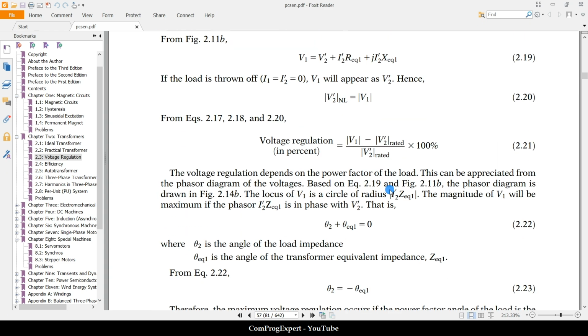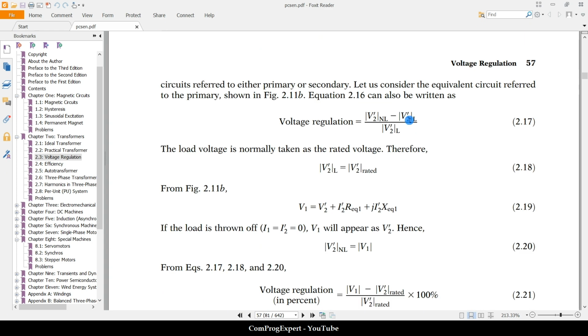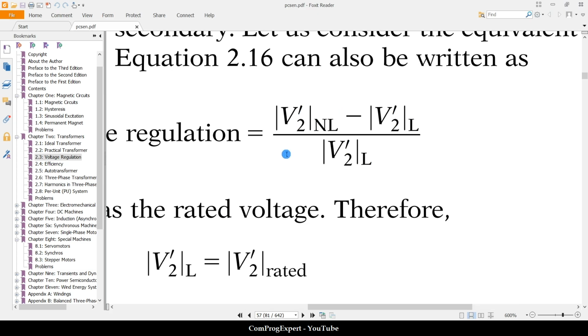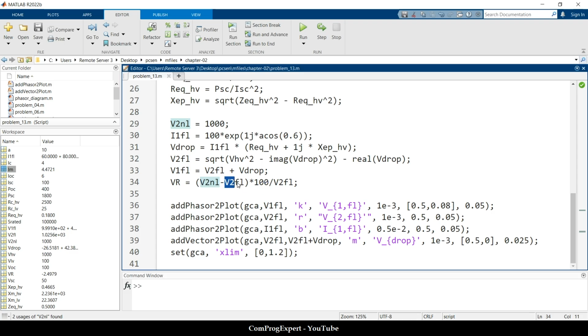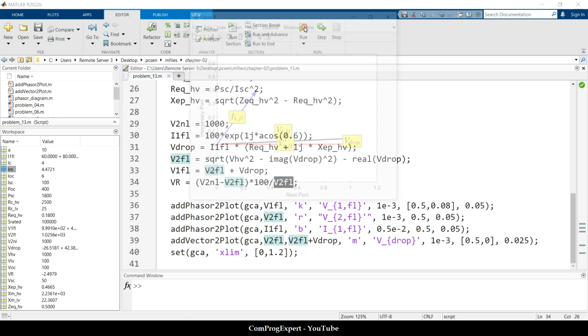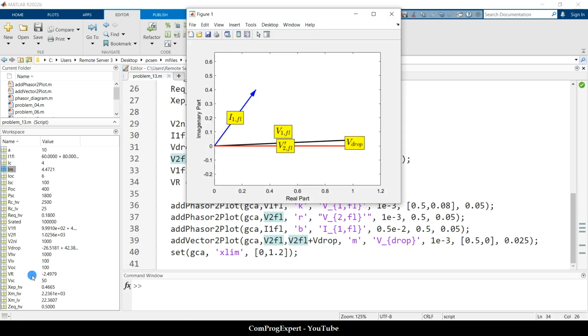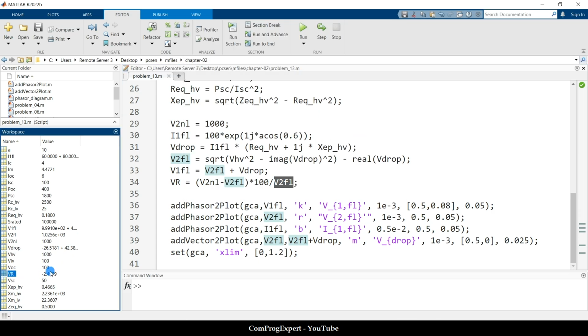Finally, this is the value of the voltage regulation, with V2 prime at no load in this equation, and V2 prime for the full load. This is the amplitude. Also, this is the V2 prime full load. If I run this code, the value of the voltage regulation is minus 2.5.